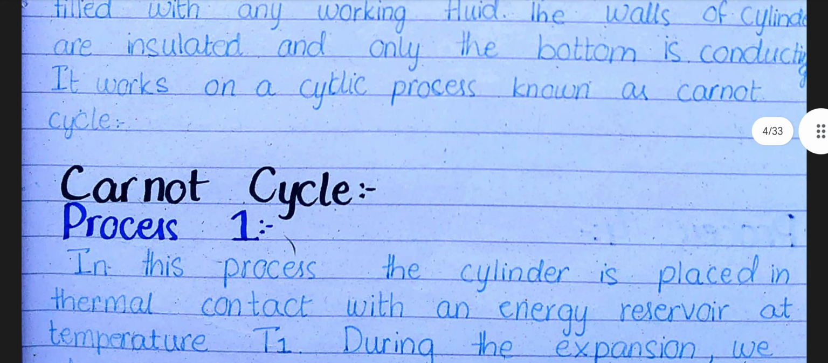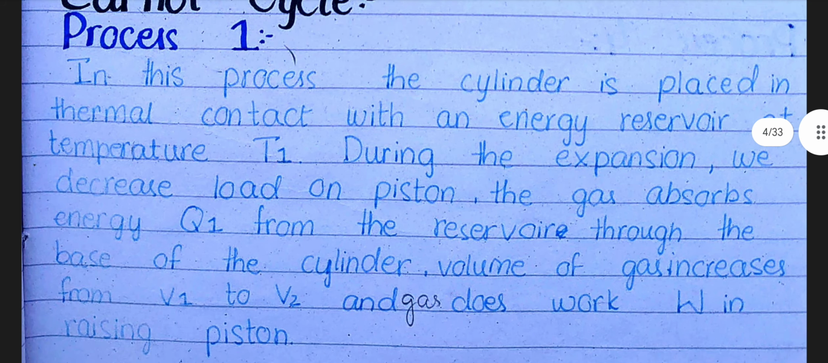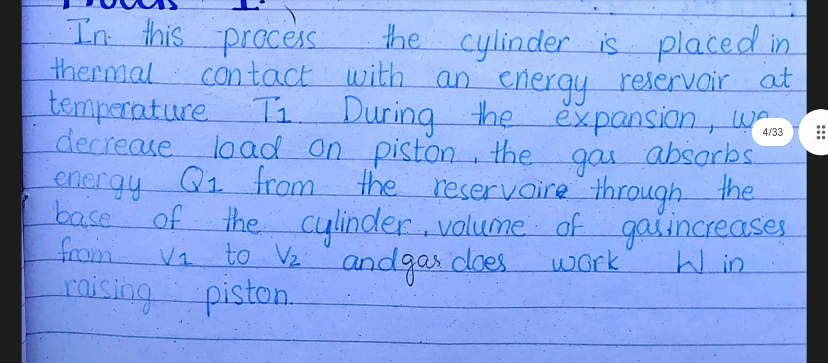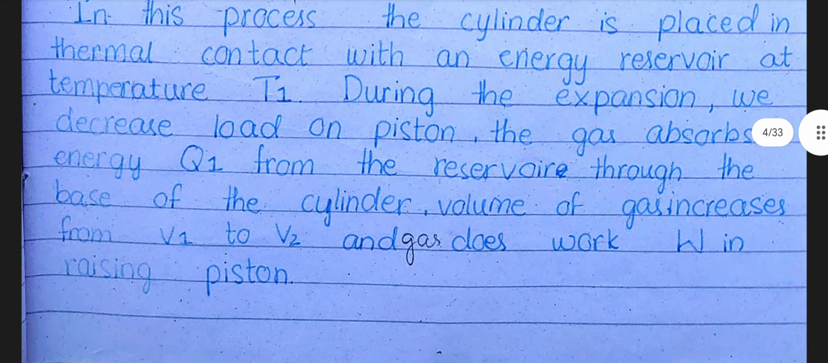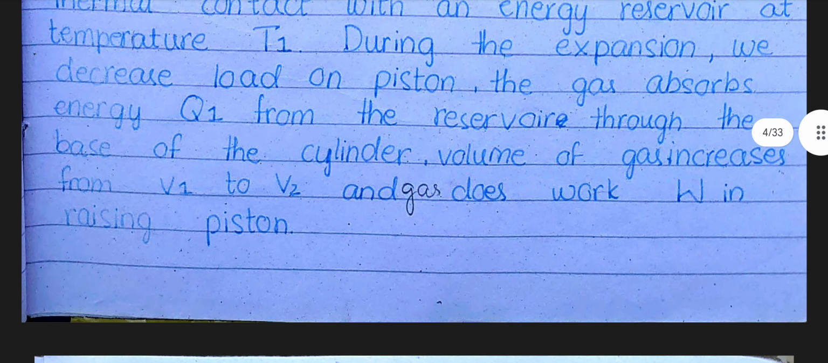Carnot cycle. Process 1. In this process, the cylinder is placed in thermal contact with an energy reservoir at temperature T1. During the expansion, we decrease the load on the piston. The gas absorbs energy Q1 from the energy reservoir through the base of the cylinder. Volume of gas increases from V1 to V2 and the gas does work W in raising the piston.